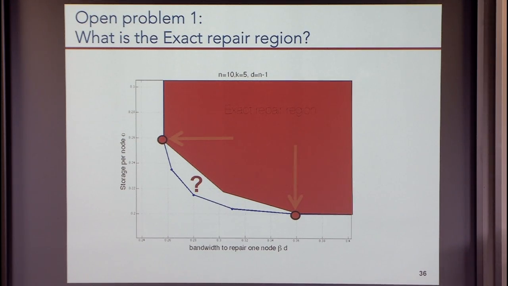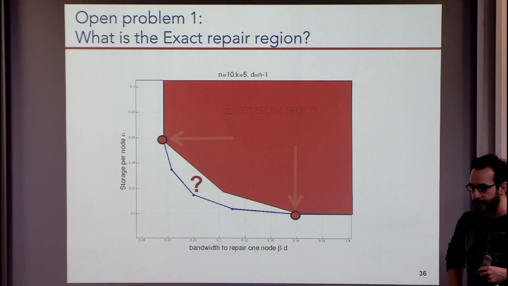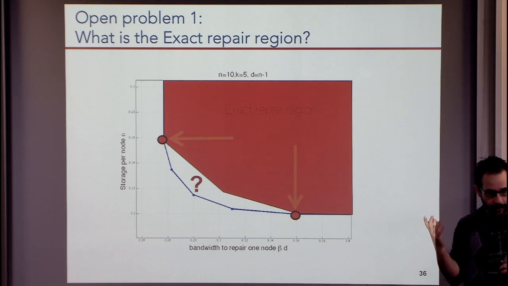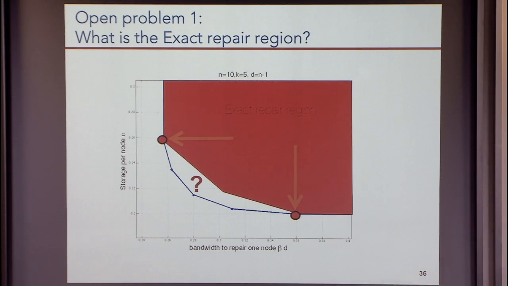Okay, now I will just mention some open problems; we have a little bit of time. The first open problem, the biggest one, is what is the exact repair region? This has been open for a while now. We know that it's not the cutset region. The original proof in Chao Tian's paper, I don't really parse it very well.